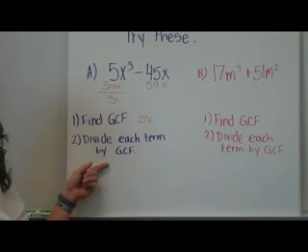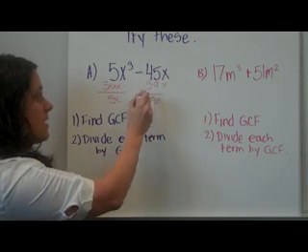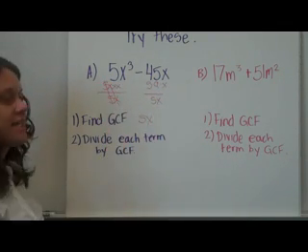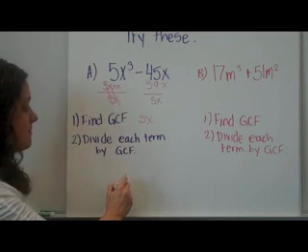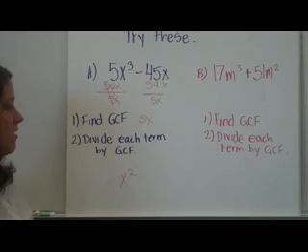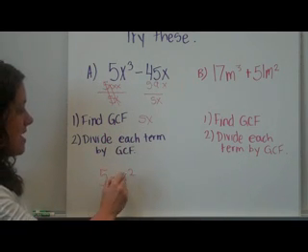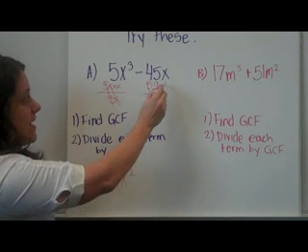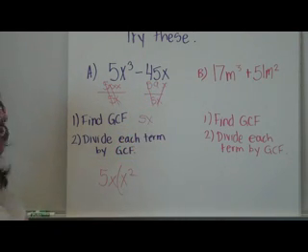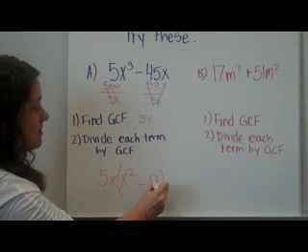Step 2, divide each term by the greatest common factor. So the 5 and the x cancel out, so what is left? x squared. And I said I'm going to write my greatest common factor out front, so I can't forget to do that. Then if I divide by the 5 and the x, what is left but 9? And I keep the same sign that I had.